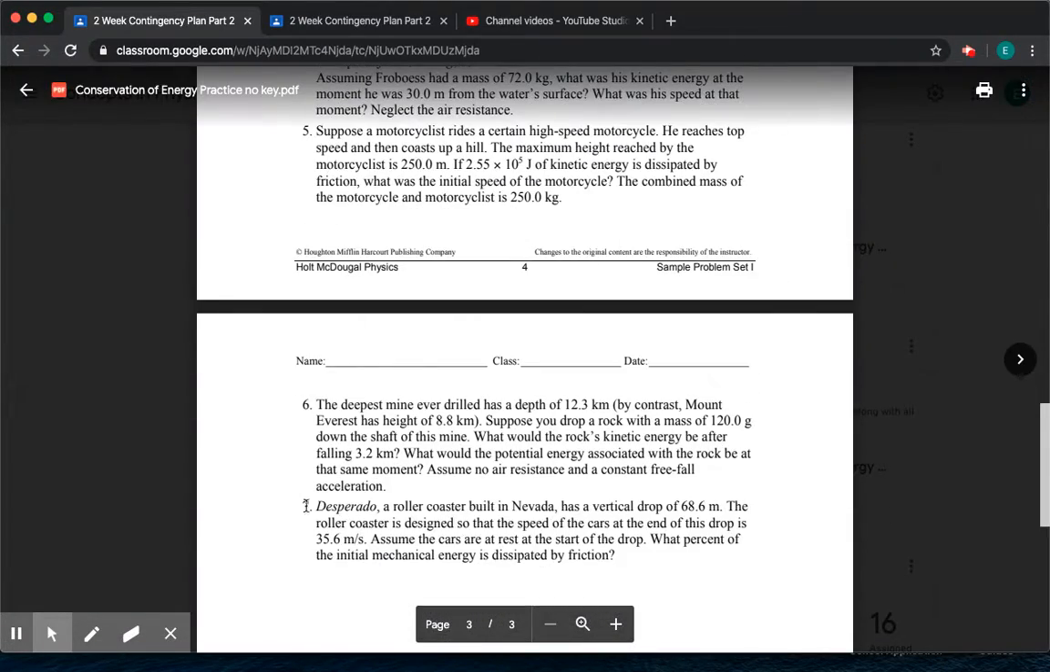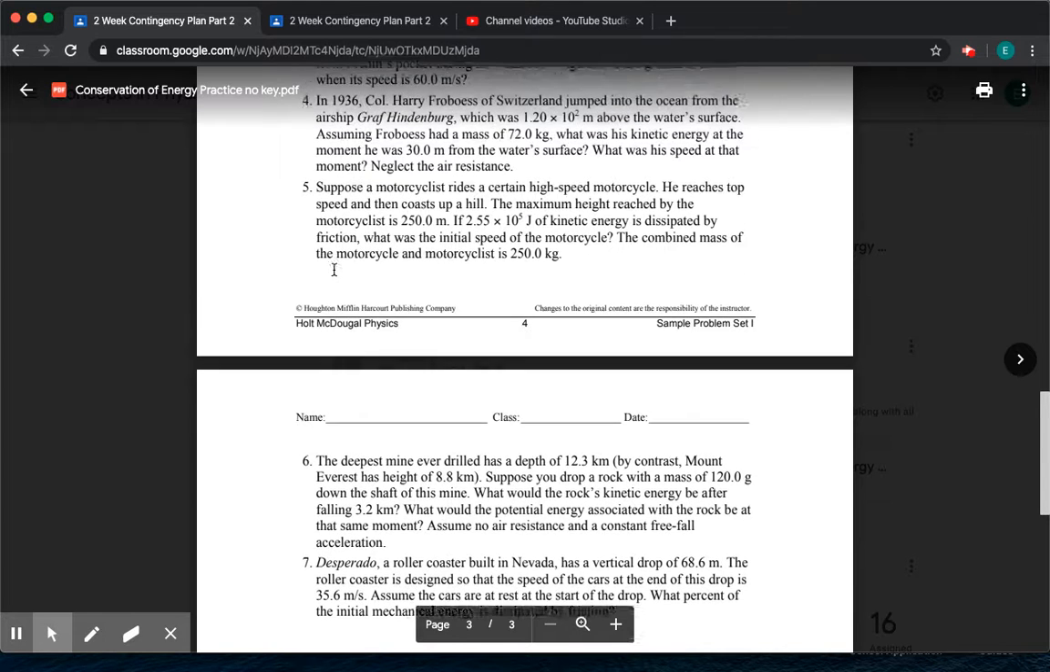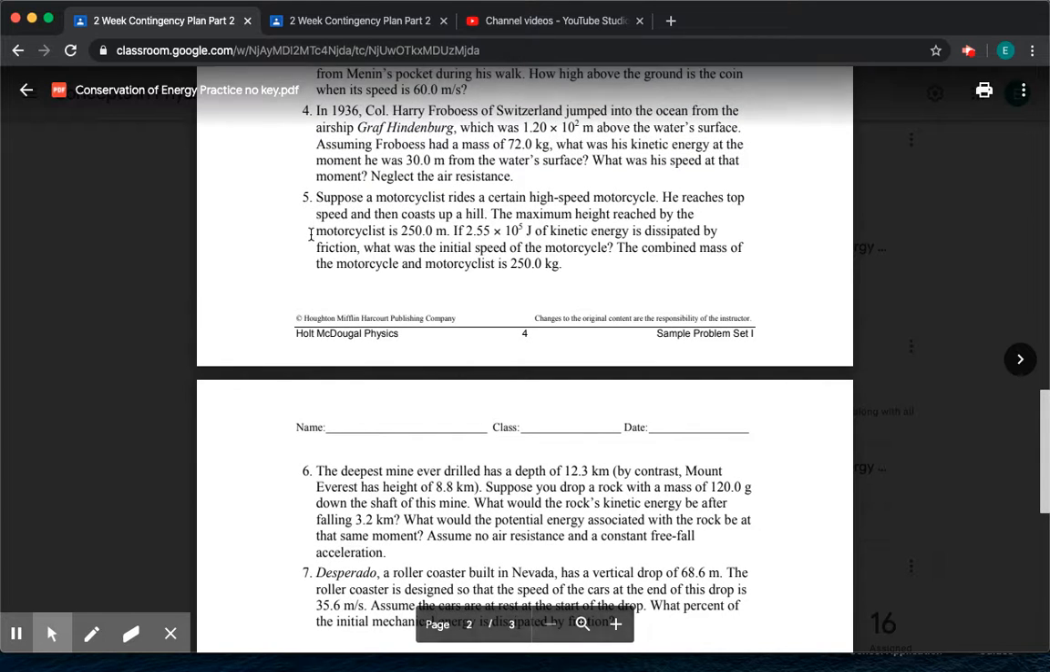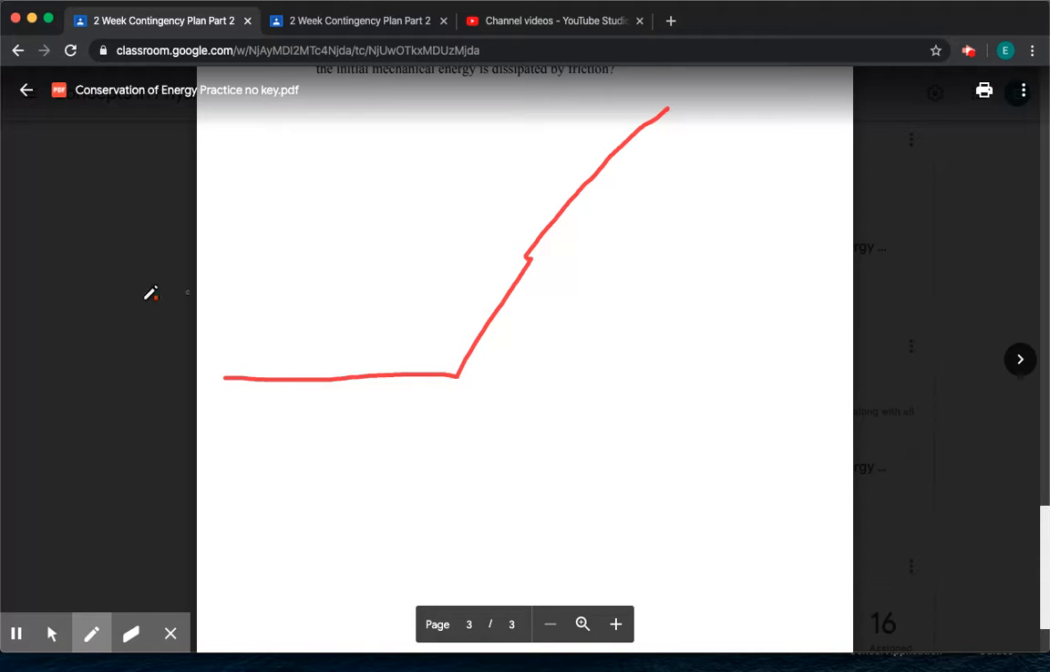I'm going to do 5, 6, and 7. So in number 5, I'm going to set up 5. I'm going to try to do this quickly. In 5, here's what you have. It says motorcycle, but I'm going to draw a car because I don't know how to draw motorcycles, for the sake of just speed. Here's your car.